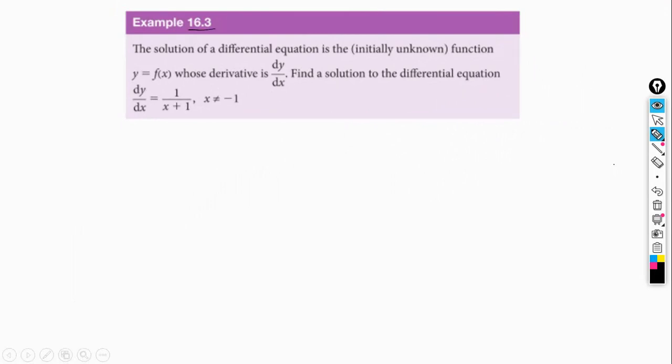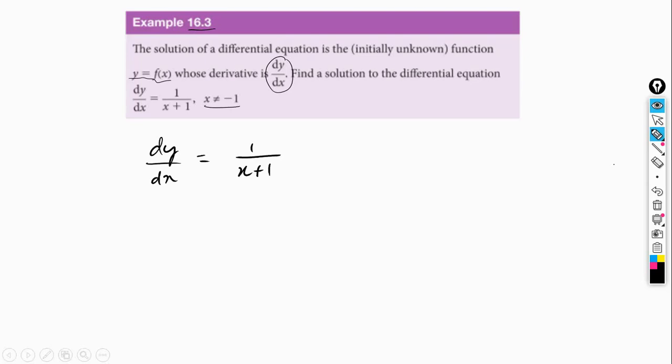And it says, the solution of a differential equation is the initially unknown function y equals f of x, whose derivative is dy over dx. Find a solution to the differential equation, derivative of y is equal to 1 over x plus 1, where x cannot equal negative 1. So this is a case where they actually ask us to find the solution. So let's rewrite it over here. dy dx is equal to 1 over x plus 1.